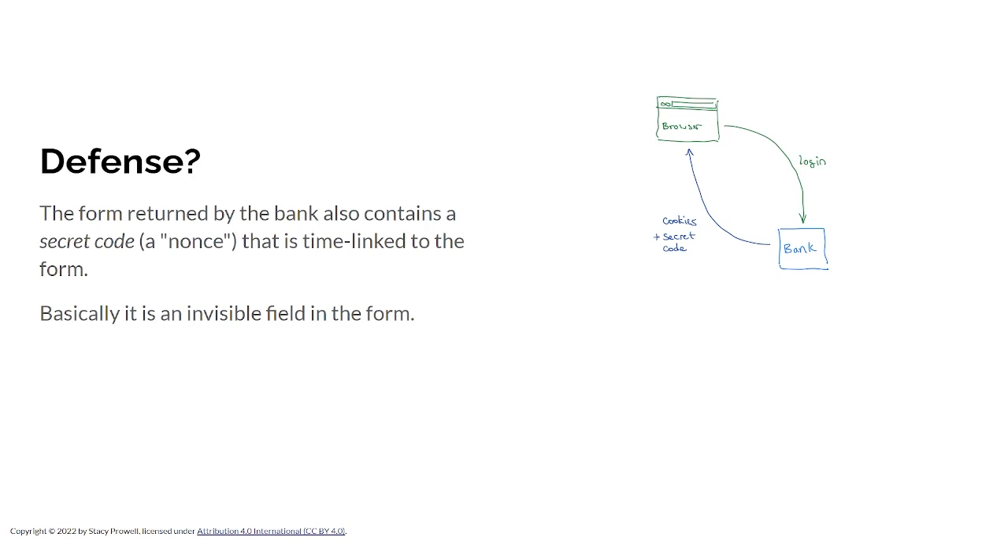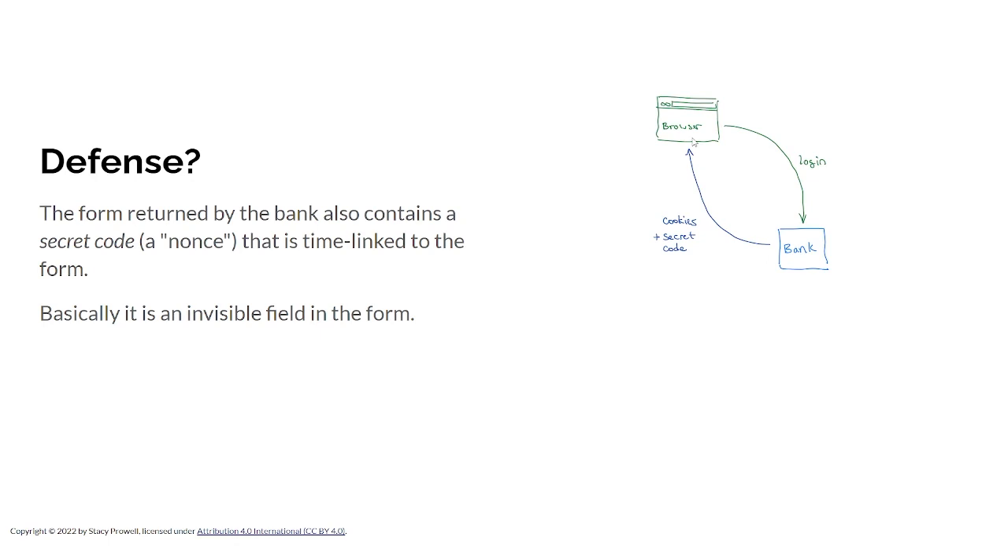Another way to do this is for the bank to return, in addition to the cookies, a little secret code. The secret code is an additional piece of information, and it is time linked to a particular form. So I log in, I get back the cookies. Then I request, let's say, the form to show my balance, and it sends that back to me with a little secret code. And then I request the form to transfer money, and it sends that back to me with a different random secret code.